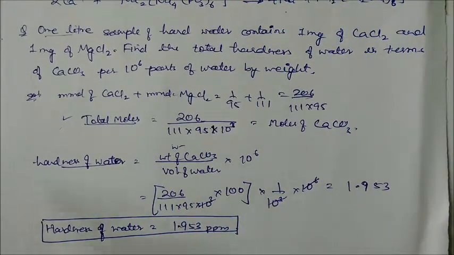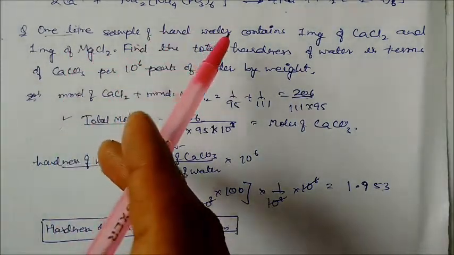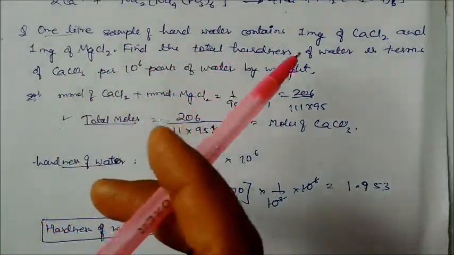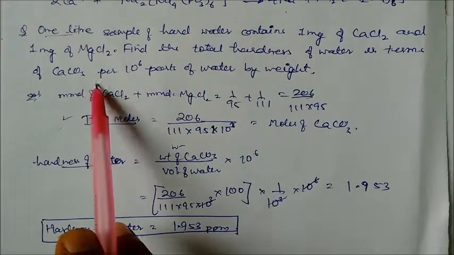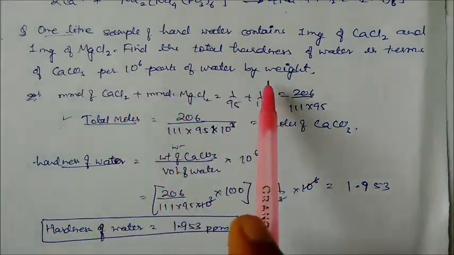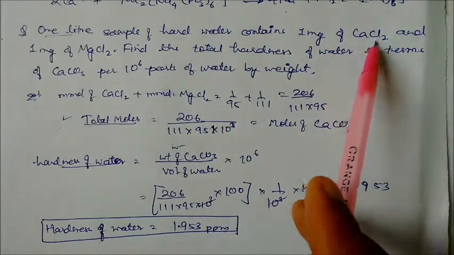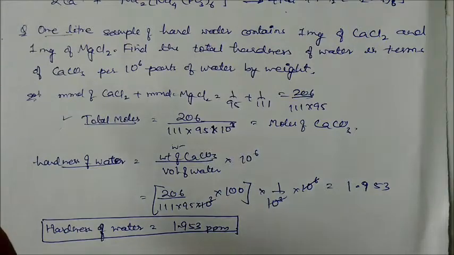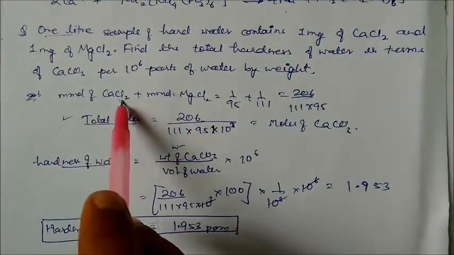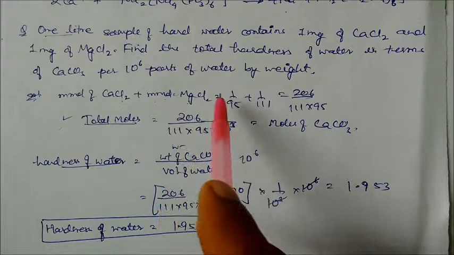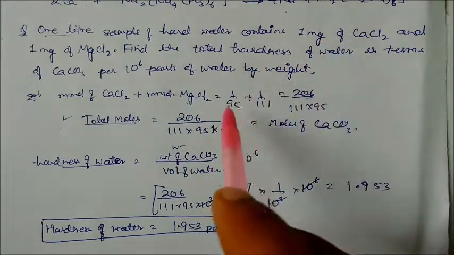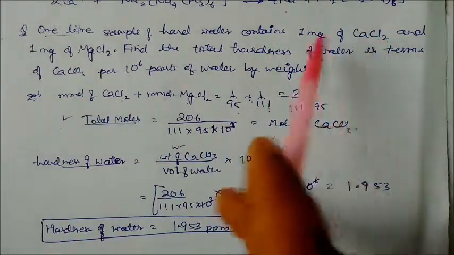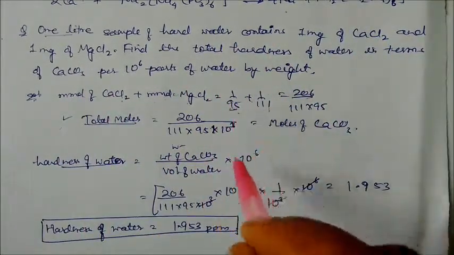Now let us see one problem. A 1 liter sample of hard water contains 1 milligram of calcium chloride and 1 milligram of magnesium chloride. Find the total hardness of water in terms of calcium carbonate per 10⁶ parts of water by weight. We have two salts, calcium chloride and magnesium chloride, and the weight given is 1 milligram each. So the total will be millimoles of calcium chloride plus millimoles of magnesium chloride: 1 by 111 plus 1 by 95, the molar masses of calcium chloride and magnesium chloride.